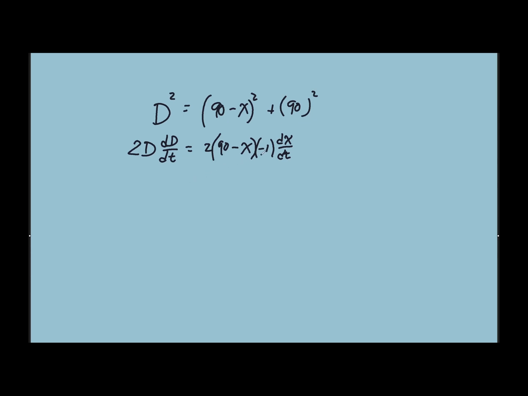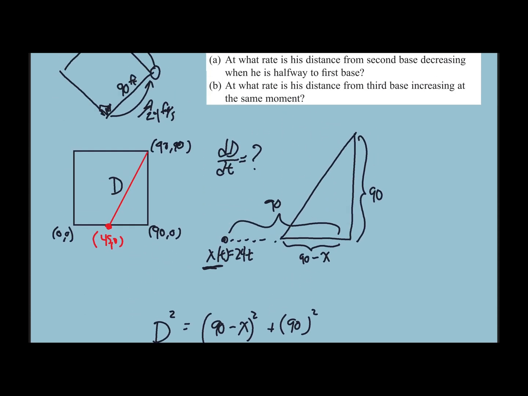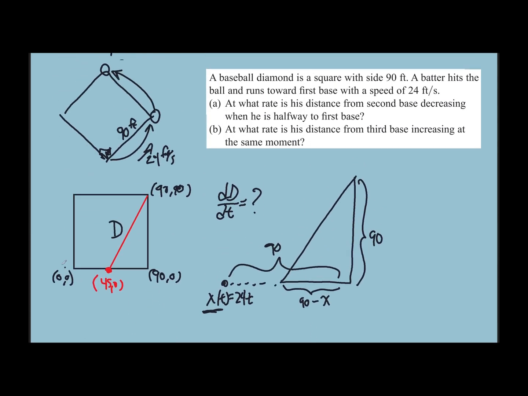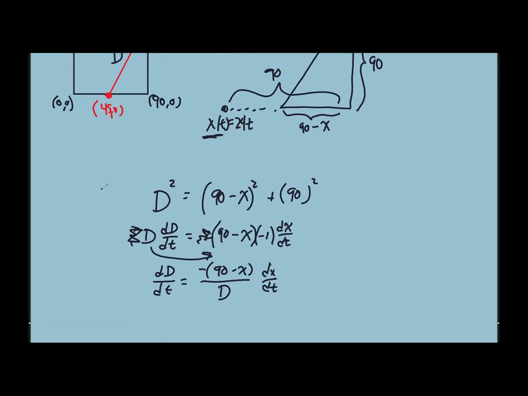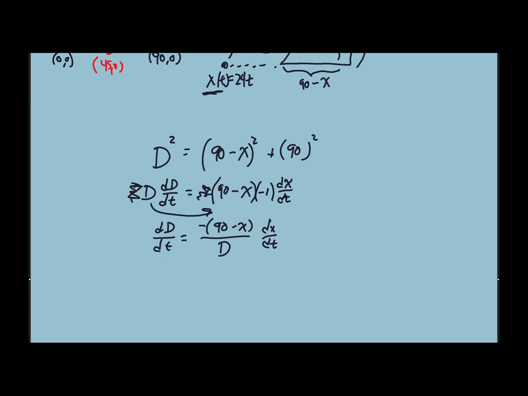So, let's see, negative 1 and 2. Here's a 2 here. Let's just divide the 2 out. That's one way to start it off. So we could say dD/dt equals negative (90 minus x) over D, I brought this D underneath here, and then dx/dt is here. But we know dx/dt. They told us that. That's the speed at which he's running horizontally. That's the 24 feet per second here. So we can put the 24 in on the next line here.